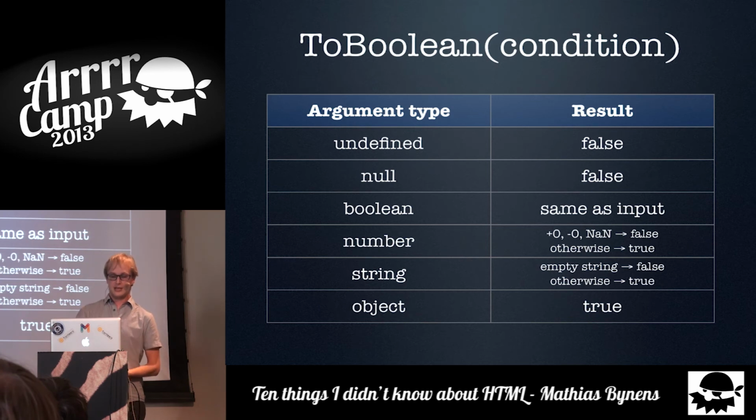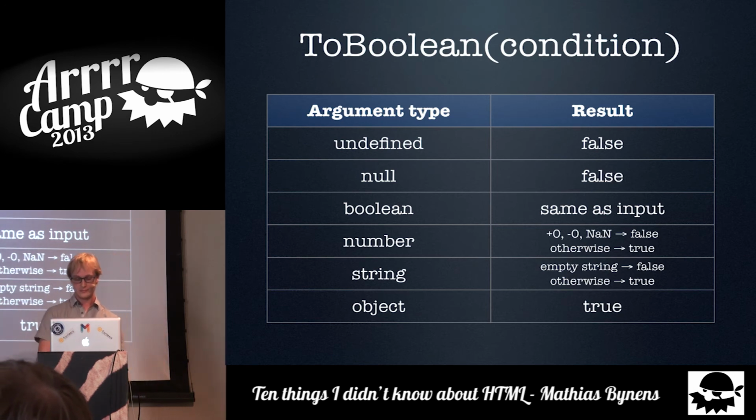Makes sense, right? Then positive 0, negative 0, and not a number are falsy, and every other number is truthy. Empty strings are falsy, but every other string is truthy. And then finally, and this is the important part here, all objects are truthy. So even if it's an empty object literal or an empty array, it will still be truthy.